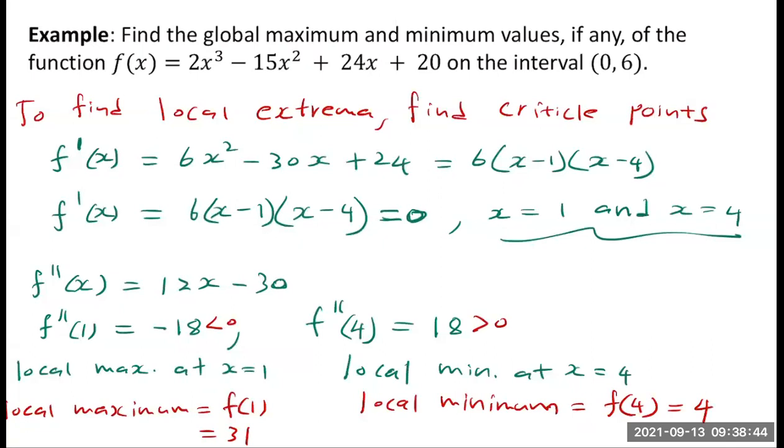So we found those local extrema along with the locations. The location of the local maximum is x is equal to 1 and the local maximum value is 31. The location of the local minimum is x is equal to 4. The local minimum value is 4. We need to remember we are supposed to find the global maximum and global minimum. So we found our local extrema. That's good. What else do we need? We need to find the limit value at any open endpoints. We of course have two open endpoints, 0 and 6. So we need to find the limit values at each of those points. So let's find the limit value.